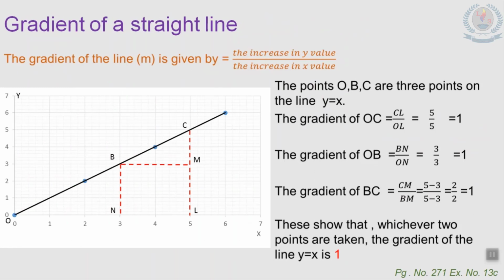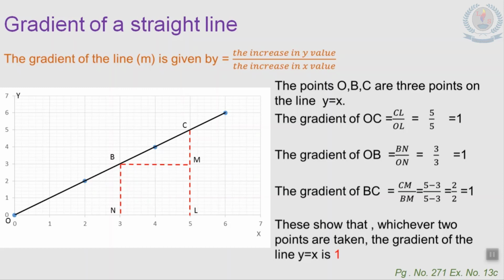Gradient of a straight line. The gradient of a line is given by the increase in y value divided by the increase in x value. So, according to the given graph, there are three coordinates O, B, C. O, B, C are 3 points on the line y equals x.